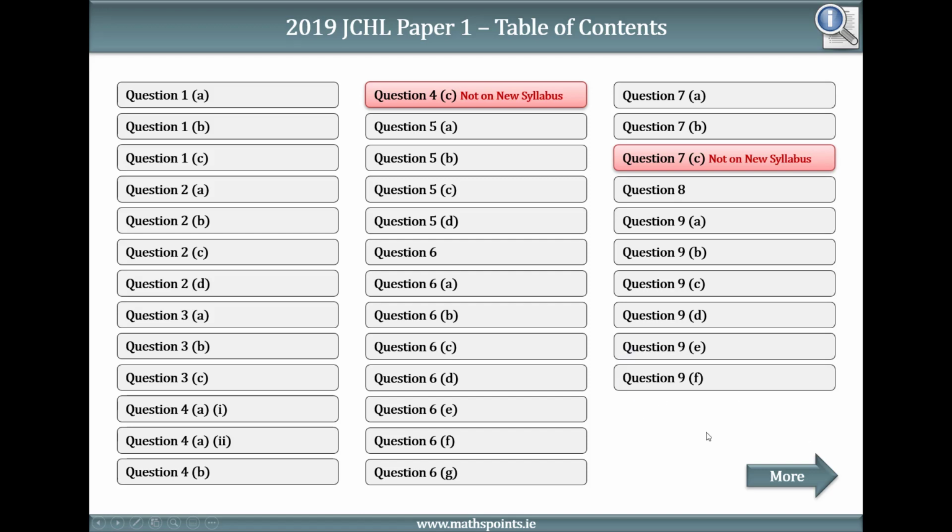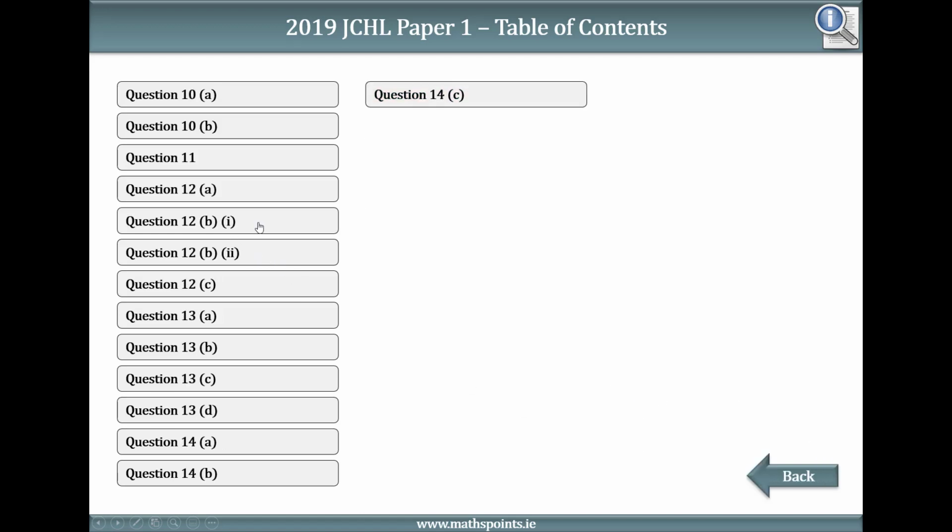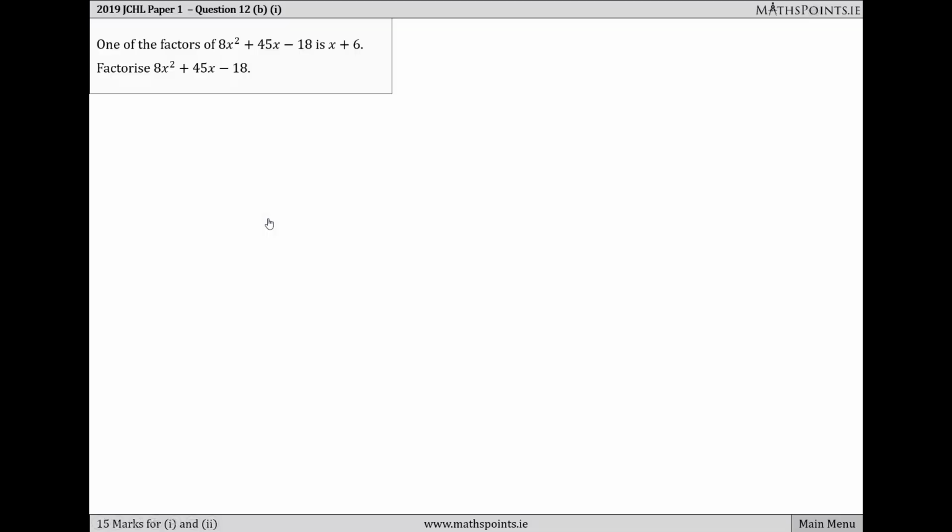So we're going to have a look at question 12b of the 2019 Junior Cert Higher Level paper. It's a question about factorising quadratic expressions. We've been given a quadratic expression, 8x squared plus 45x minus 18, and we've been told to factorise this. So factorising a quadratic expression, we open two sets of brackets.